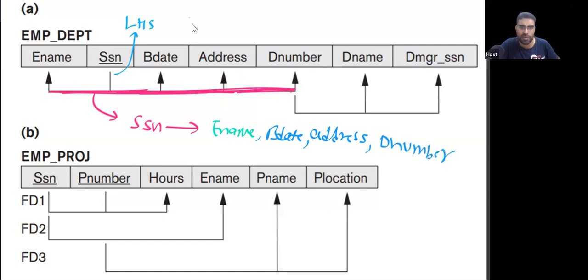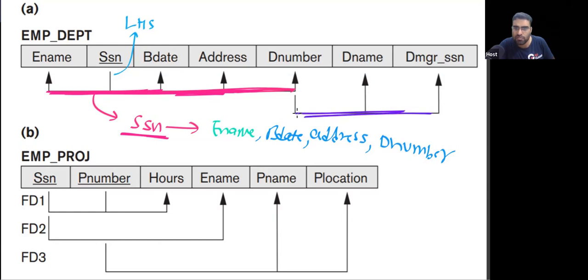So this is your functional dependency. Is this clear? Let me know. Very simple, right? Remember, this without arrow is your LHS, and these arrows are your RHS. So this means SSN implies these things. Okay, what about this next one?